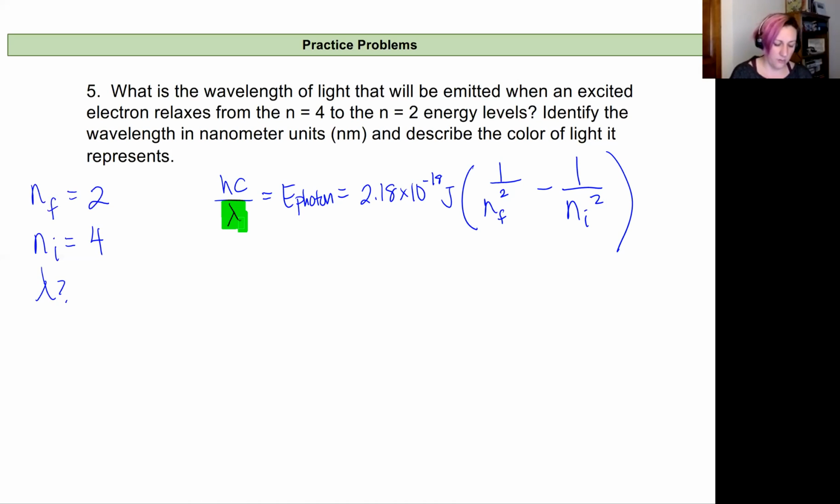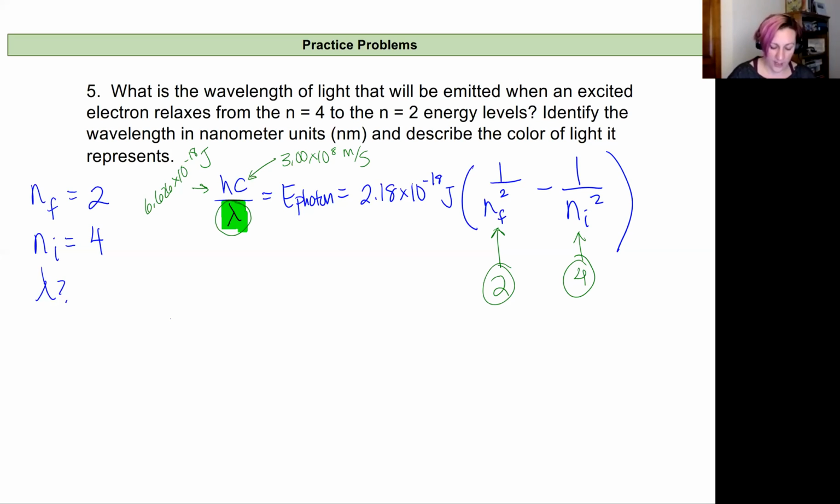I'm going to plug in my 2 as the final and my 4 as the initial. My speed of light is 3.00 times 10 to the 8th meters per second, and my Planck's constant is 6.626 times 10 to the negative 34th joule seconds. I'm going to write this all out in a way that solves for wavelength.